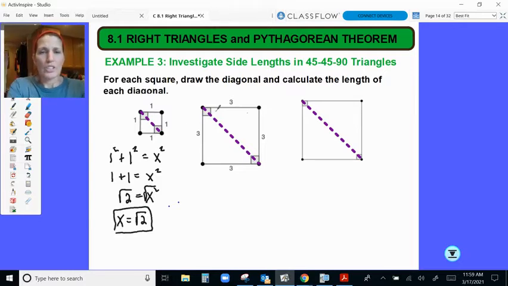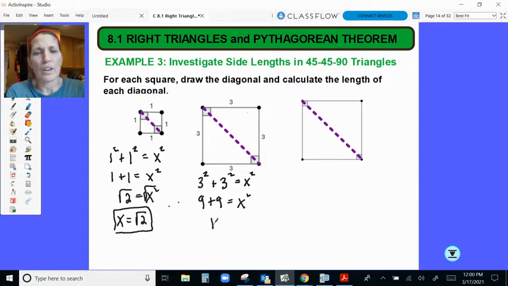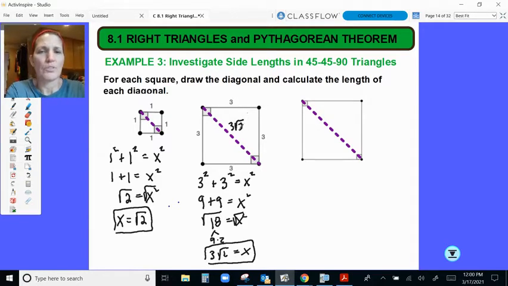But what about this square here? We have a length of 3 on each side. So we take 3 squared plus 3 squared. That's going to again equal our hypotenuse squared. 9 plus 9 equals our hypotenuse squared, so we have 18 equals x squared. If we take the square root of that, 18 is 9 times 2. The square root of 9 is 3, and the square root of 2 stays inside. And now you know why you need to learn how to simplify square roots. So this length here is 3 square root of 2, and this is 1 square root of 2.